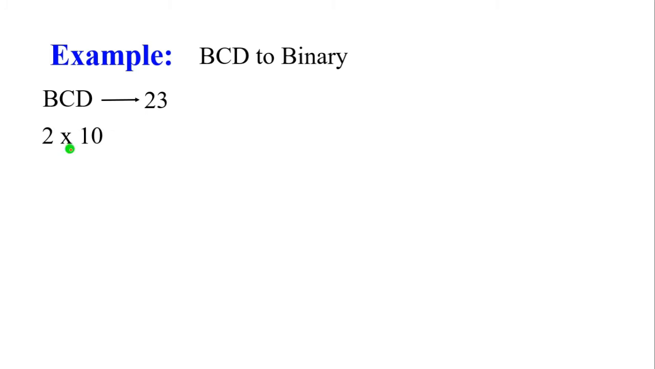That's why 2 into 10 is equal to 20, and 3 into 1 is equal to 3. After this, we perform the addition. This is 23. Next, we are going to perform the binary operation. How are we going to convert this BCD data into binary format?